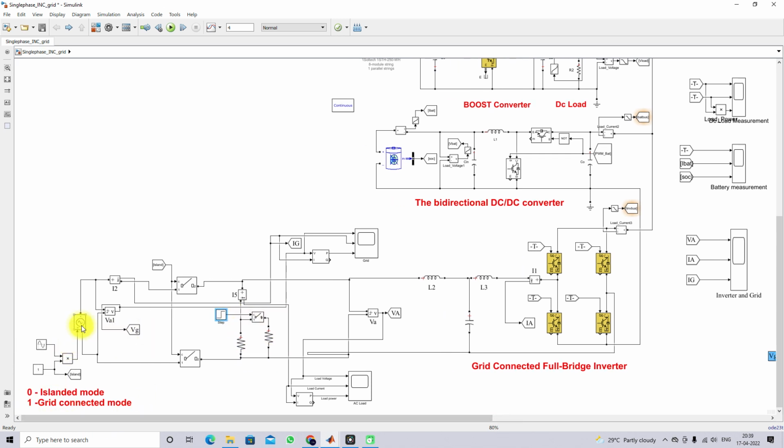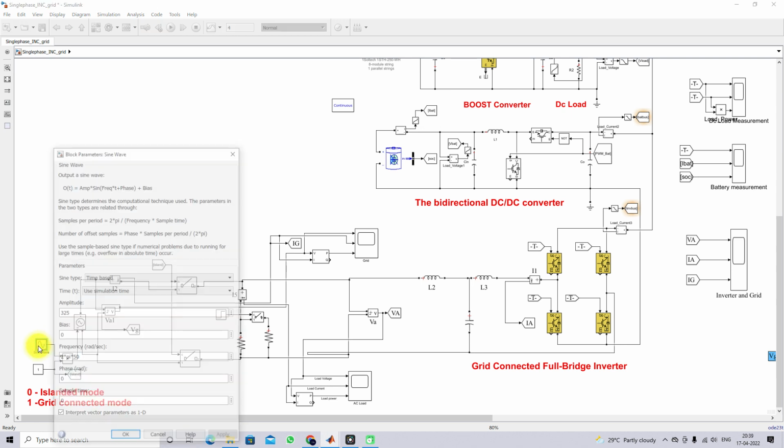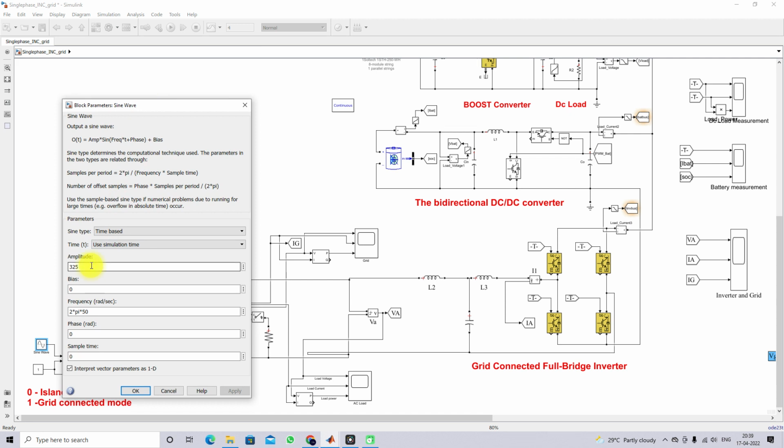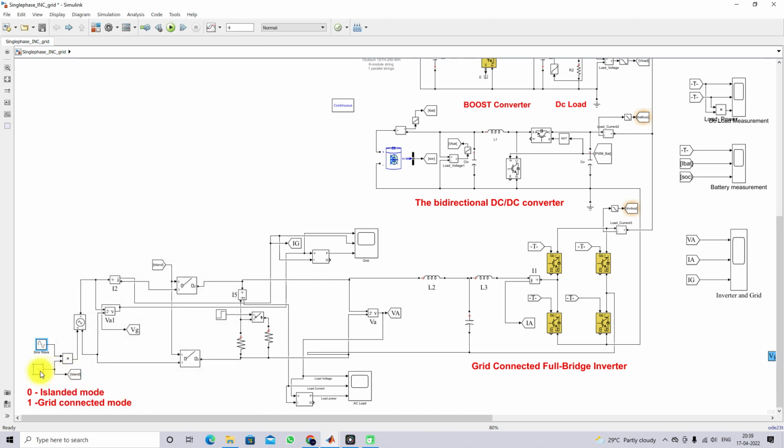And then here we have the grid system. The grid system operates at 230 volt, that means 325 volt peak, 50 Hz frequency, and this grid is going to be connected to the system or disconnected from the system by means of this control. When we place 1 here, the grid system will be connected to the system, that means the breaker will be closed. When we put 0 here, the circuit breaker will be open, that means the grid system will be disconnected from the system. Then the whole microgrid will be operated in the islanded mode.